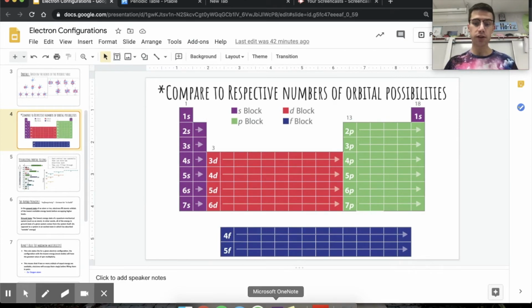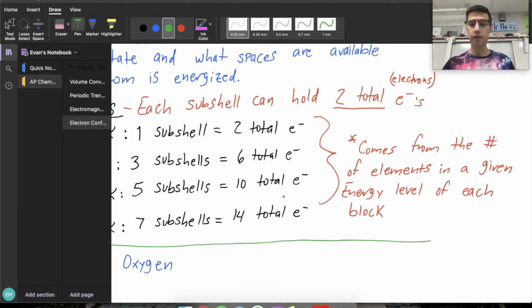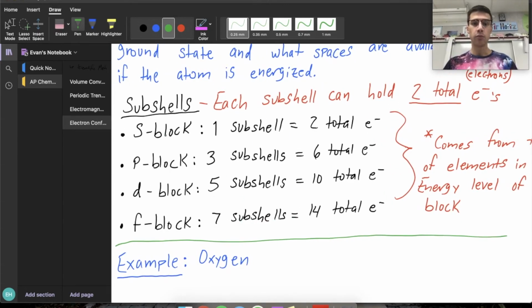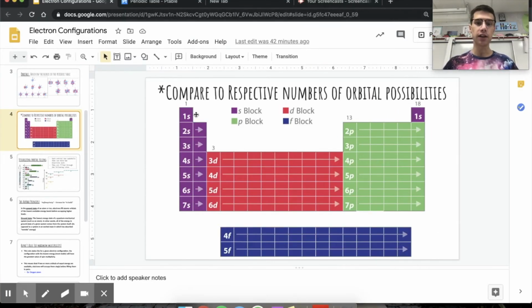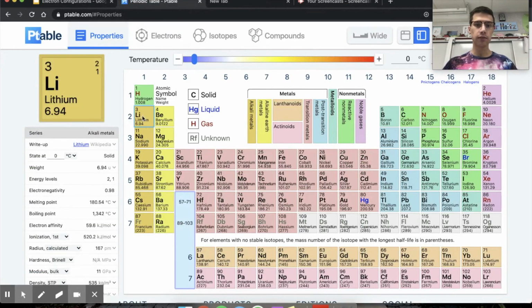So one other thing I wanted to mention is that the reason we have these numbers here is because it comes from the number of elements in a given energy level of each block. Okay, so for example, because the S block only has 1 subshell, but each subshell can hold 2 total electrons, every single energy level in the S block can hold a total of 2 electrons. So what I mean by that is, here's our S block, okay? So if there is an element here and an element here, right? Lithium has an extra electron compared to helium, and beryllium has an extra electron compared to lithium.